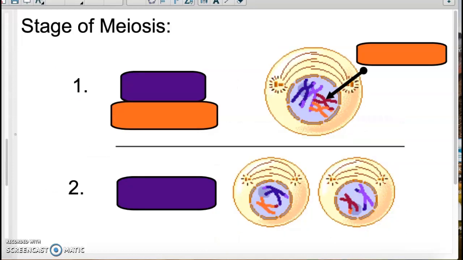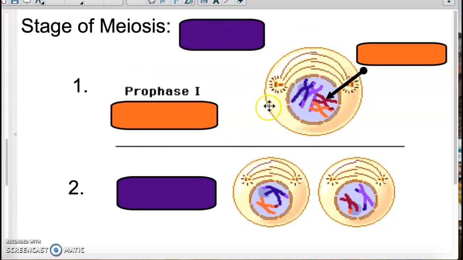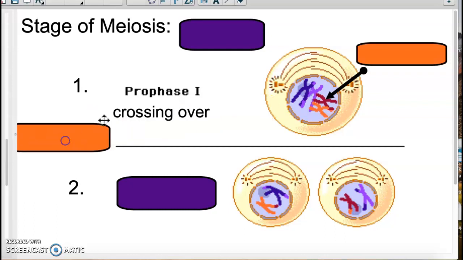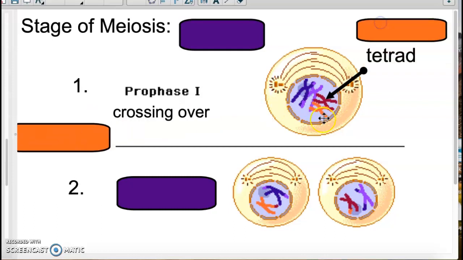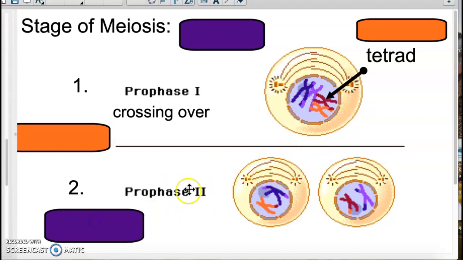All right, so moving into meiosis, there is something really important that happens when we make our gametes, and that's during prophase 1. In prophase 1, a process called crossing over happens, where the homologous pairs form a tetrad, sit right on top of each other, and actually switch genetic information. It only happens in prophase 1. When you look at prophase 2, it is not happening. So crossing over only happens in prophase 1.